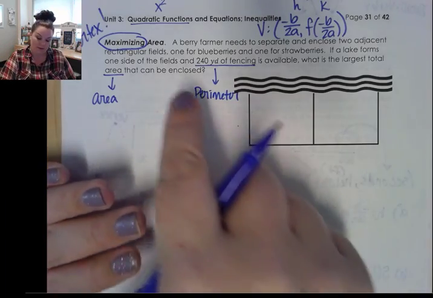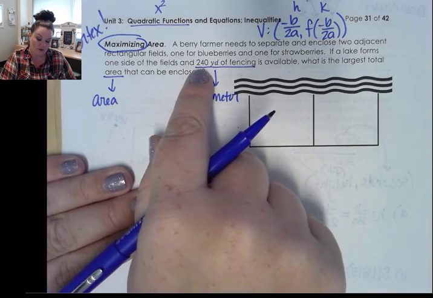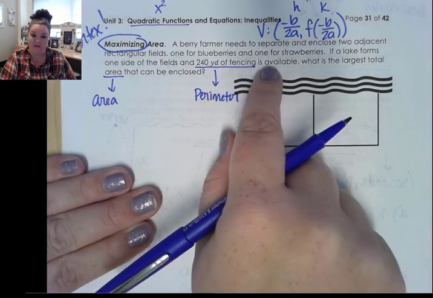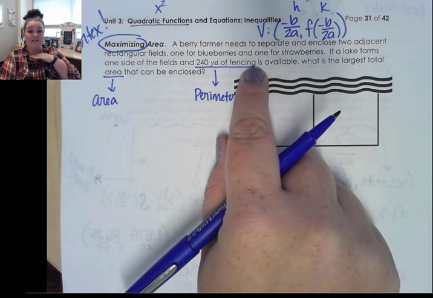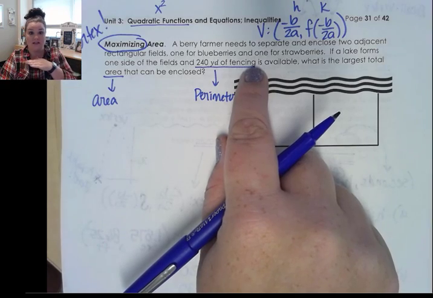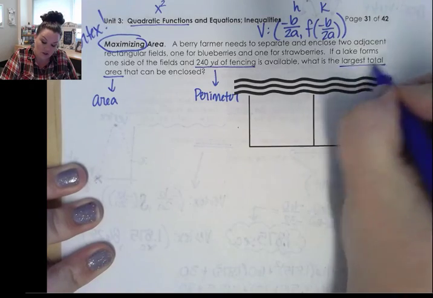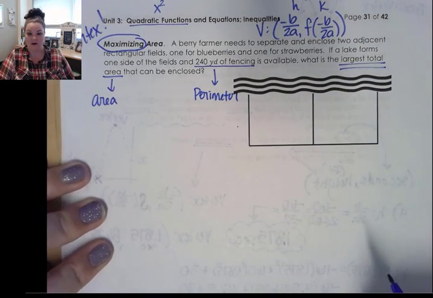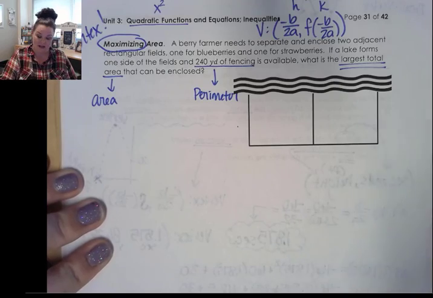Okay, so I'm going to read this last sentence again. If a lake forms one side of the fields and 240 yards of fencing is available. Okay, they're just saying that is all the fencing we have. That has to cover the entire perimeter. That's non-negotiable, right? So that's not something that we're maximizing. That's just telling us this is how much you have for the perimeter. What is the largest total area that can be enclosed? So we are maximizing the area.